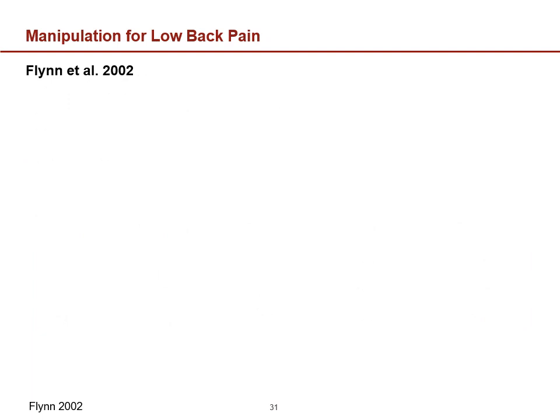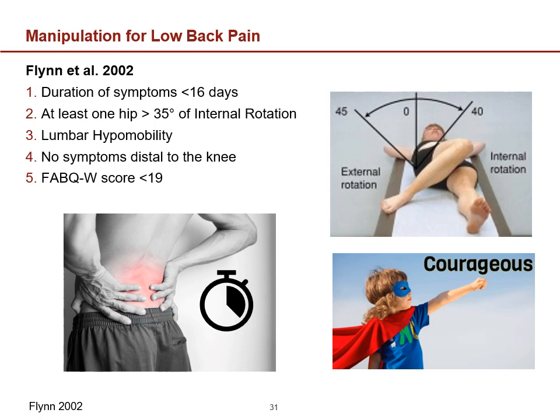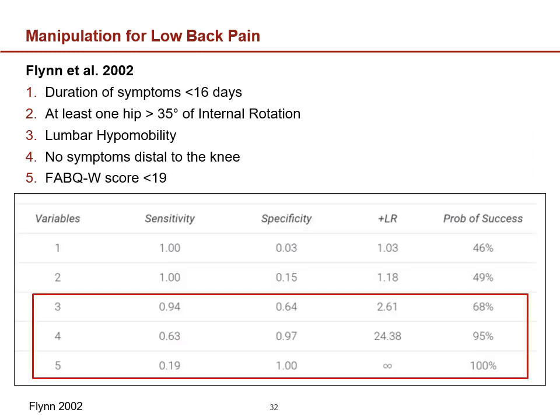Here's a big one for manipulation for low back pain, given by Flynn et al. in 2002, which you might remember from your treatment-based classification systems. Having duration of symptoms less than 16 days, having at least one hip with 35 degrees or more of internal rotation, if they had a hypomobile lumbar segment, no symptoms distal to the knee, and if they had a FABQ work score of less than 19, 4 out of the 5 variables put them at a 95% probability of success, and if they had all 5, it knocked them all the way up to 100.